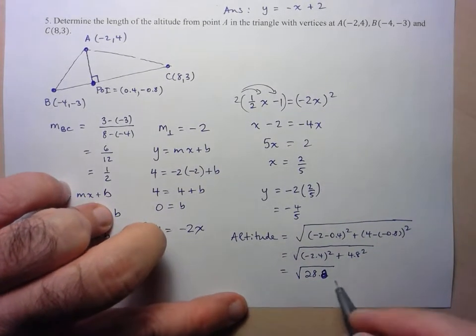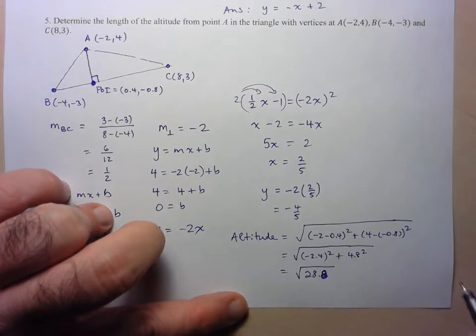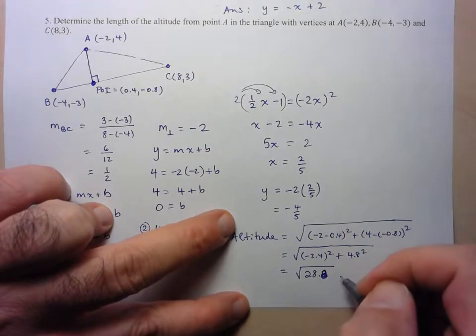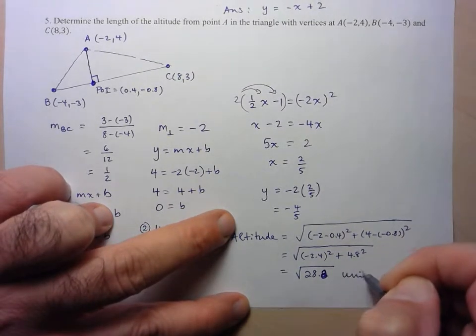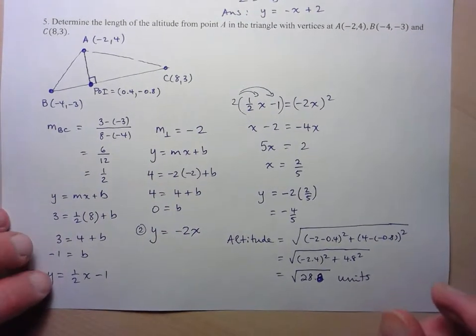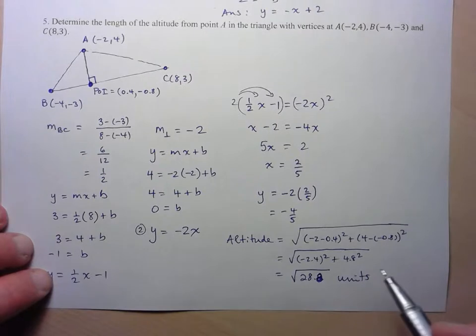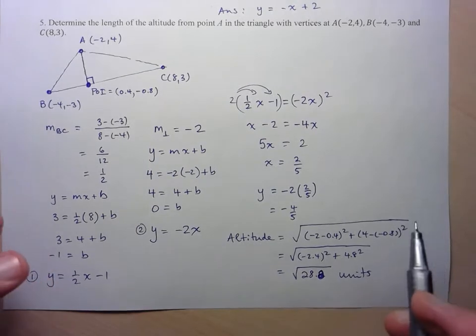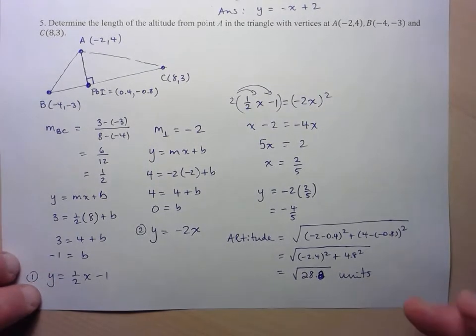And since we're not given what the units are on this Cartesian plane, I'm just going to say root 28.8 units. Okay. Now, if this was some sort of application problem where it was representing the length of the road, then I would approximate this. But since this is just a pure math problem, I'm going to leave it in exact form.